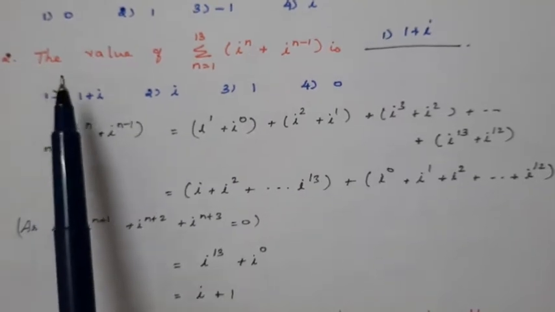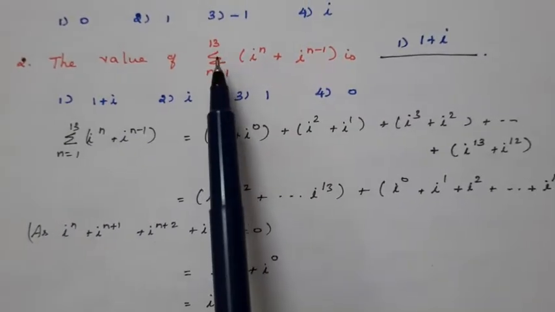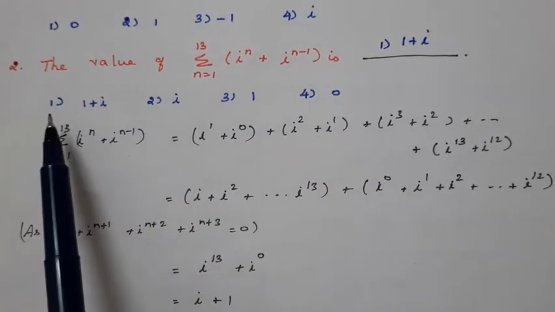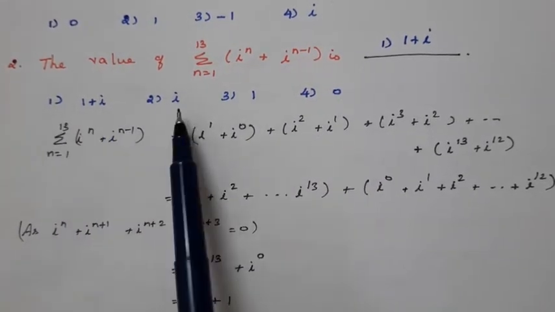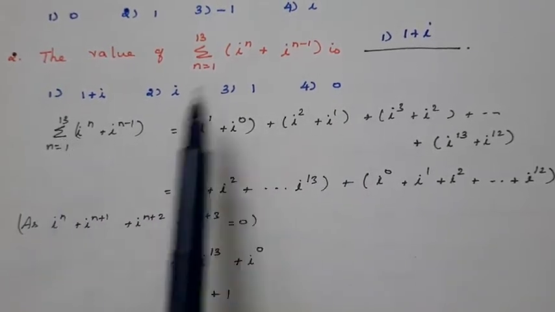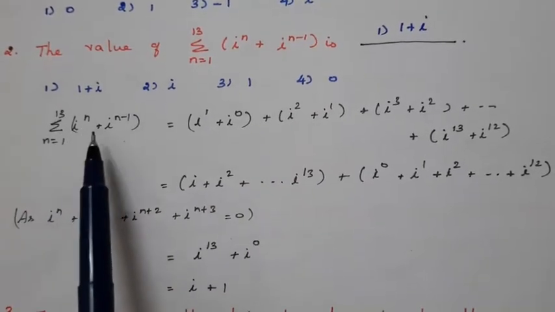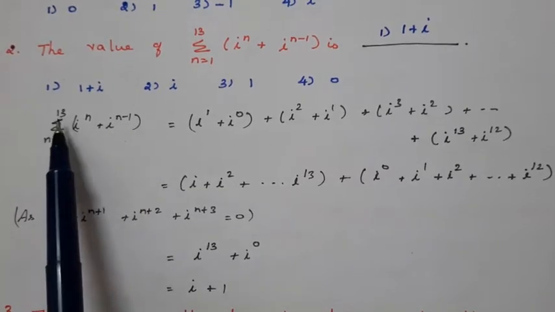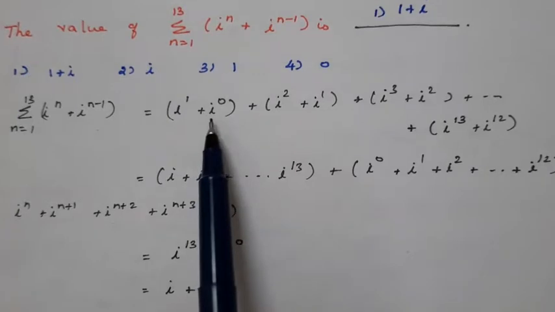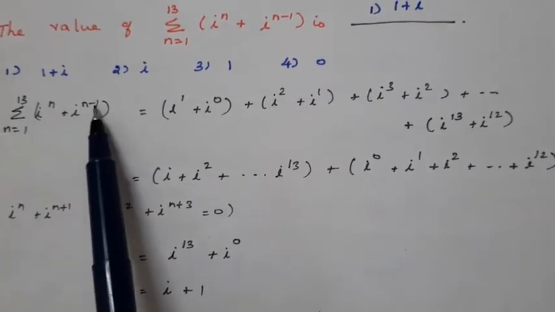Second one: the value of sigma n equals 1 to 13 of (i^n + i^(n-1)) is dash, and the options are 1 + i, 1 and 0. Now let us see the summation of the given expression i^n + i^(n-1) up to 13 terms. So substituting n equals 1, i^1 + i^0.